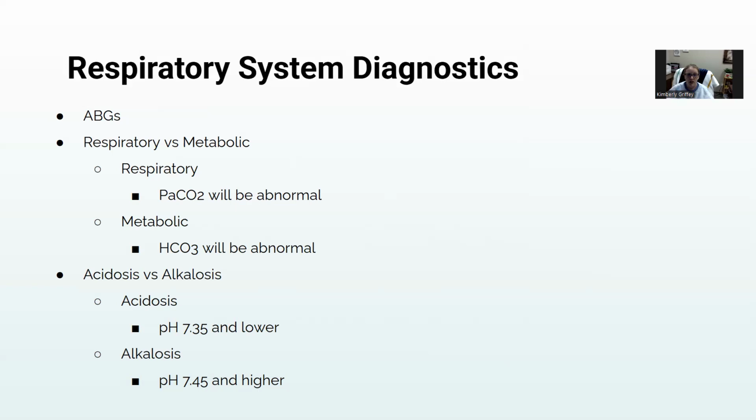And then you have your acidosis versus alkalosis. You're going to be acidotic if you're 7.35 and lower. If you're alkalotic, you're going to have a pH of 7.45 or higher. So if you're right on the line, like a 7.36, but your PaCO2 is abnormal, then you can almost have a mixed combination.